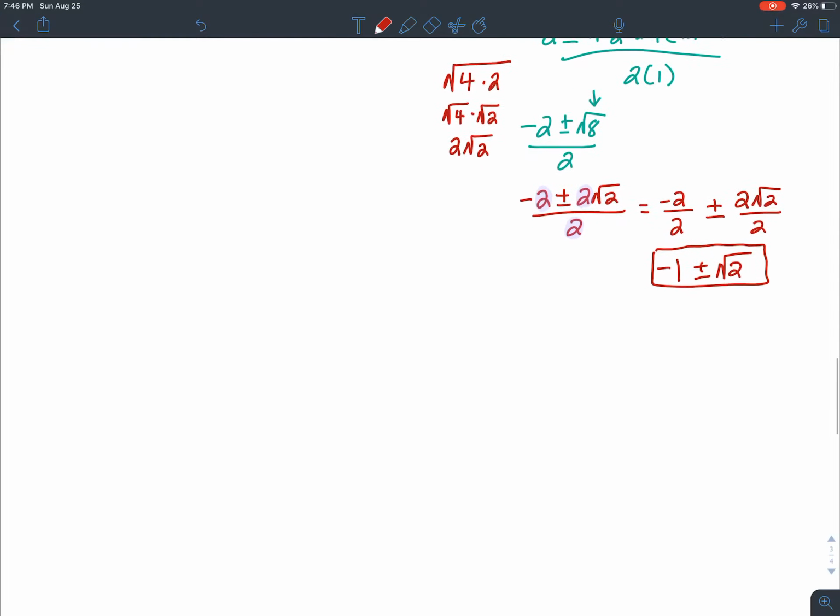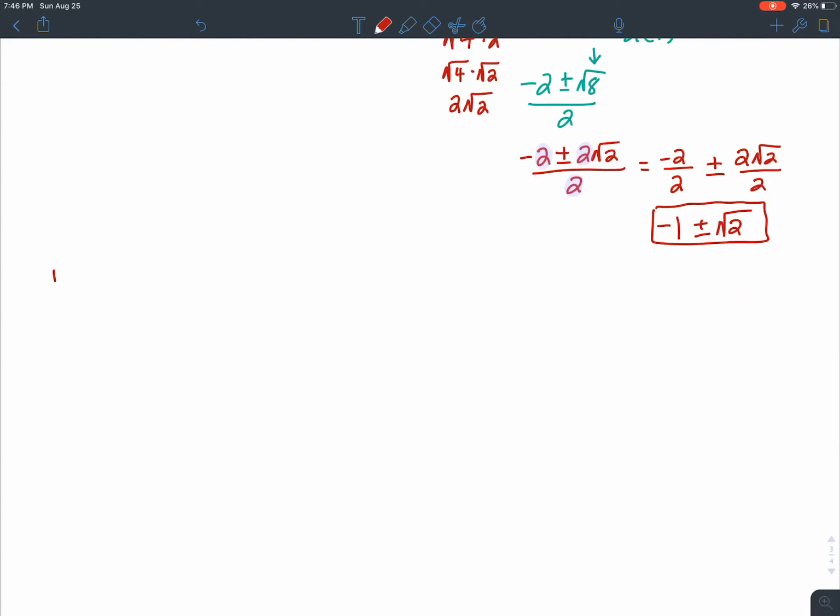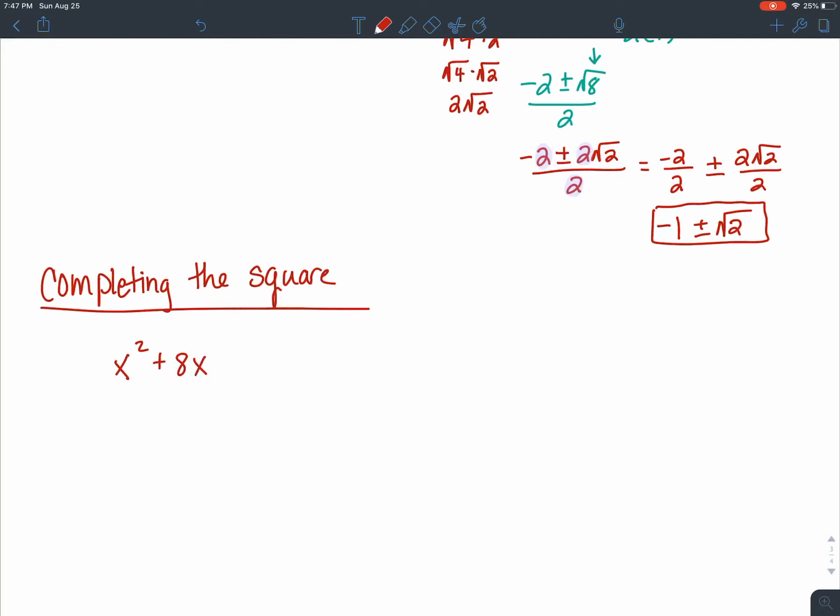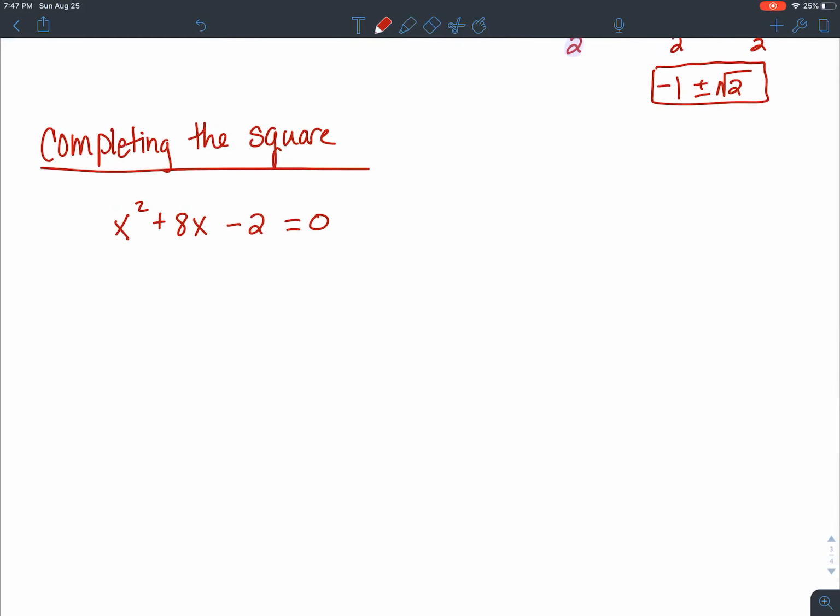All right, last problem. Completing the square. All right, here we go, dudes. X squared plus 8x minus 2 equals 0. Now, you probably have learned this different ways. I try my best to be consistent, but here we go.